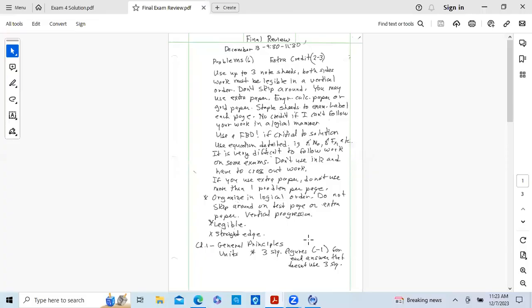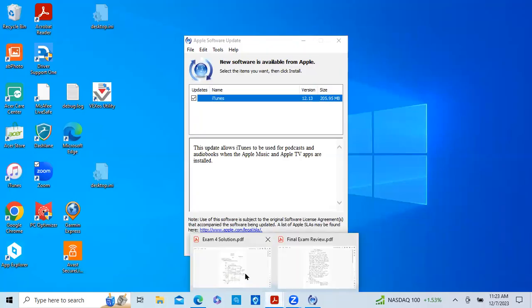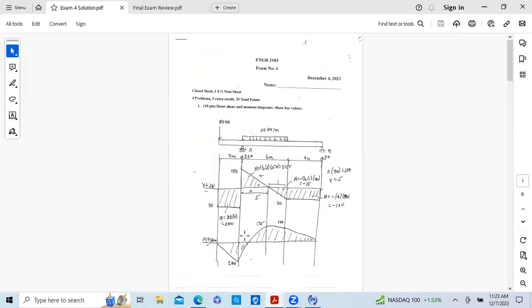So the first thing we're going to take a look at is the final exam review. Actually, let's look at your exam 4 solution first. This is the exam 4 solution.